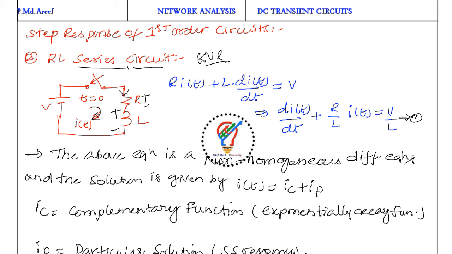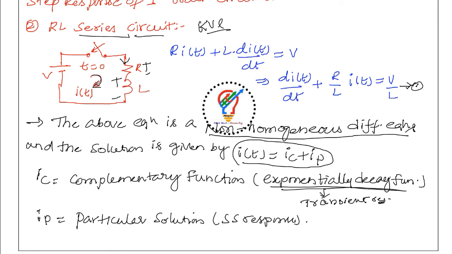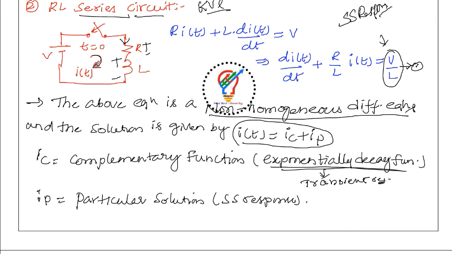The above equation is a nonlinear homogeneous differential equation, where the solution is given by I of t is equal to the sum of transient response plus steady state response that we discussed in the previous lecture. So IC is nothing but the complementary function, or it is also called the exponentially decaying function, which will give the transient response. What about this V by L? So V by L will give the steady state response. IP is nothing but the particular solution, which gives the steady state response.